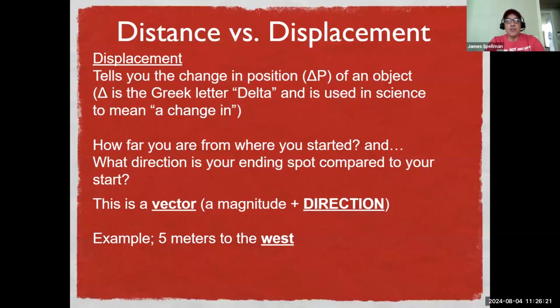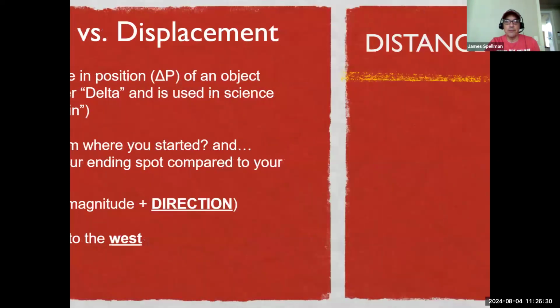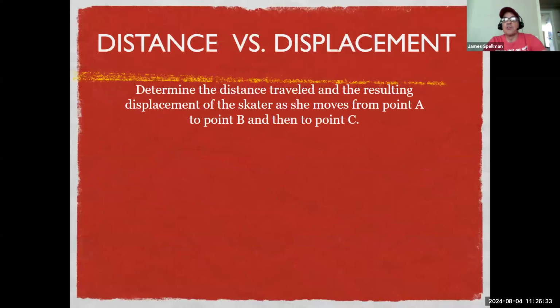So again, displacement is not dependent on the path. It's kind of independent of the path. All that we're looking at is the starting and ending points. So we're going to look at some examples of things that you might be able to see. These are on your sheet as well.